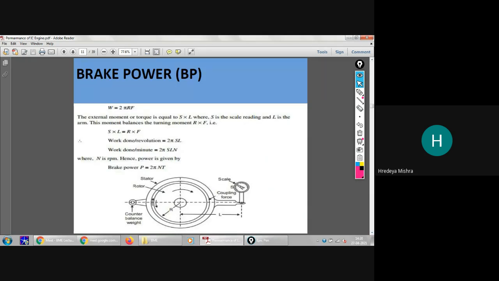Now see this diagram properly. Here is the scale reading S. We can find out S here, and this is your radius. We can find out the radius here, this R. So we get the brake power from here.